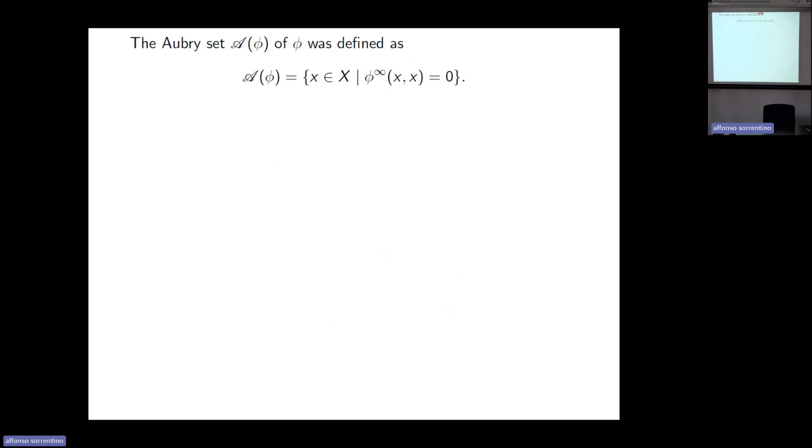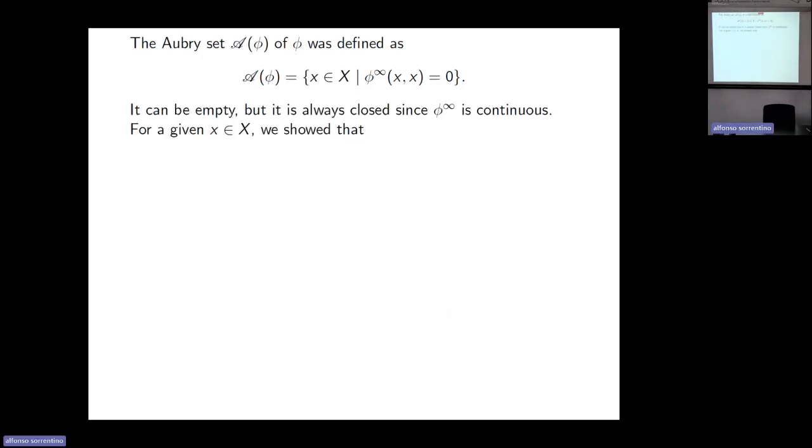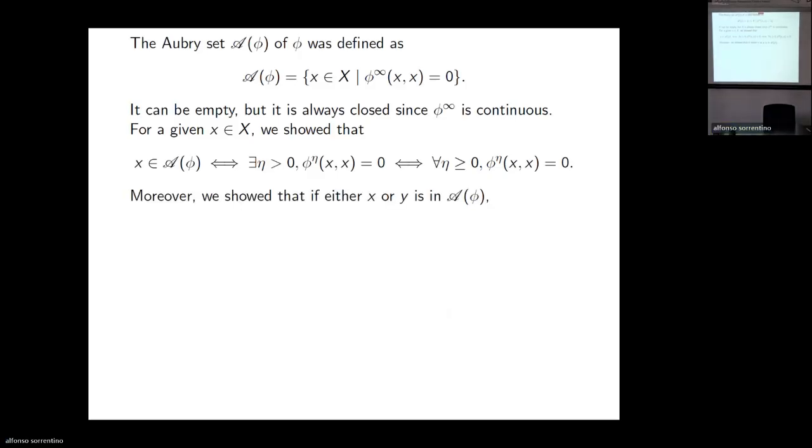The Aubry set was defined as the set of points where phi infinity of x, x is 0. It can be empty, but it's always closed. And we showed that x is a point in the Aubry set if and only if there exists an eta positive such that phi eta of x, x is 0. And this is if and only if this is true for all eta non-negative. Now we showed also that if either x or y is in the Aubry set, then the Peierls barrier between the two points is the same as phi.